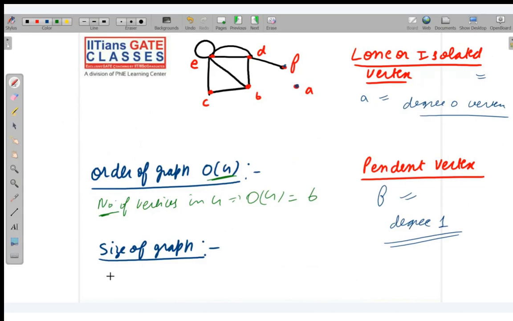Size of graph is the number of edges in G. See this number. It is represented as size G. Size G will be what? 1 2 3 4 5 6 7 and 8. Total 8 edges are there. Any doubt here? No, sir.